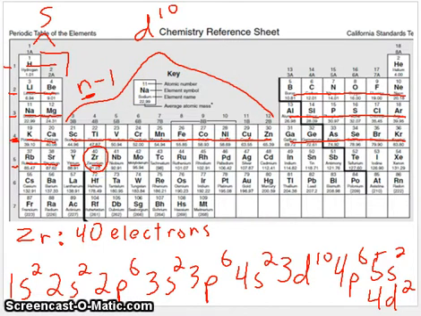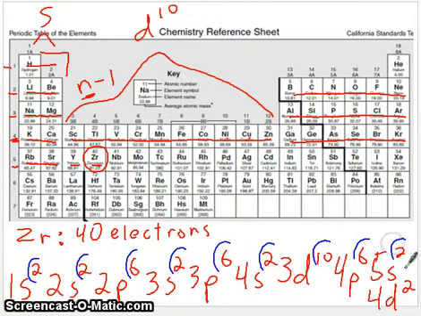Now, if you were to total these up, we've got 2, 4, 10, 12, 18, 20, 30, 36, 38, 40. Exactly what we see on the periodic table, 40 electrons. So your number of electrons in the configuration should match the total number from the periodic table.